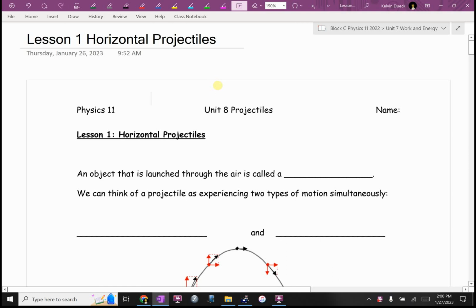So let's start, Peter, with some terminology. An object that is launched through the air, we call it a projectile.